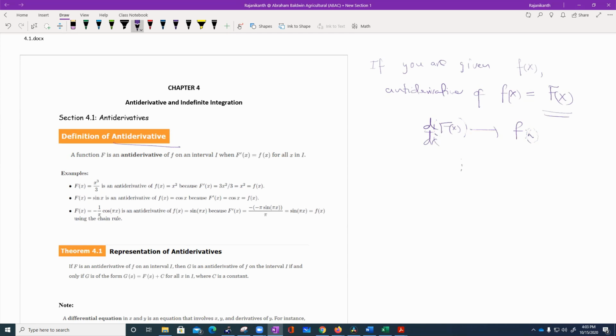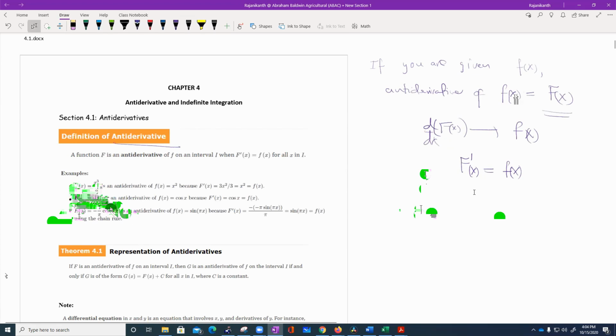In other words, if big F(x) is an antiderivative of little f, that means the derivative of big F should be equal to little f. Understand? So if you are asked to find the antiderivative of a given function, you have to ask yourself which function's derivative will give you that given function. That is called the antiderivative. Now look at these given examples.